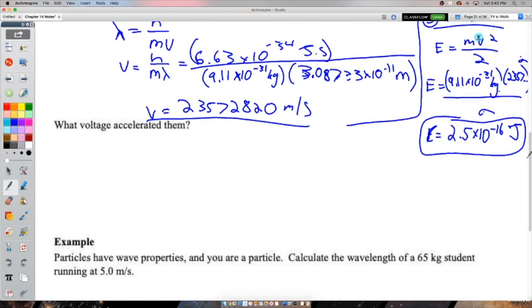Okay, now what voltage accelerated them? Well, how did they get that much energy? They had to go through a potential difference, right? So reminder, they got that energy because some electric field gave them that energy by exerting a force on them and accelerating them, right? How do we figure it out? Well, take the potential difference, the joules per coulomb, and multiply it by the number of coulombs. Except we're looking for the potential difference. We have the energy gained. We just found it, so plug in.